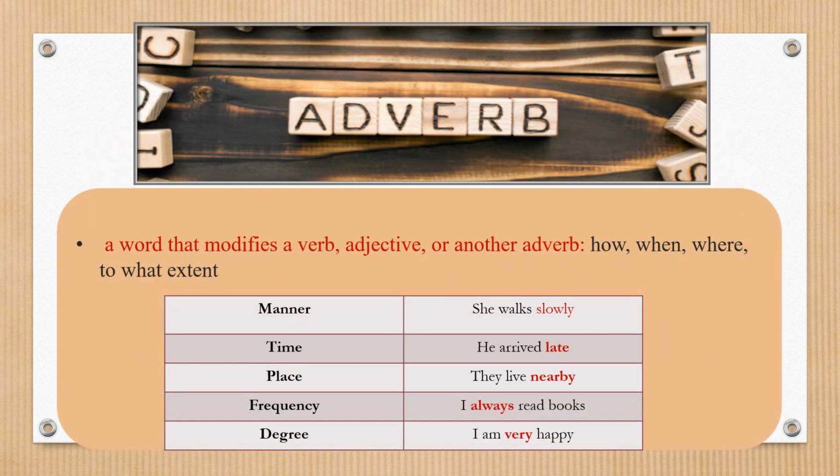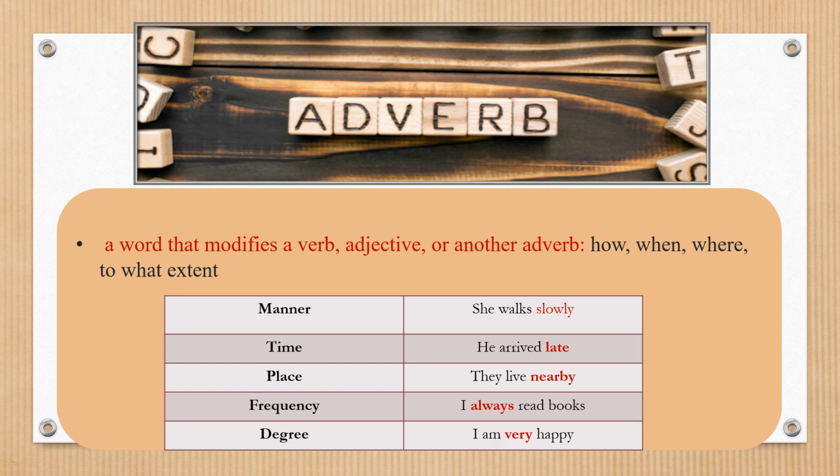The next part of speech is adverbs. An adverb is a word that modifies a verb, an adjective, or even another adverb. It tells us how, when, where, or to what extent something happens. Adverbs come in different types.